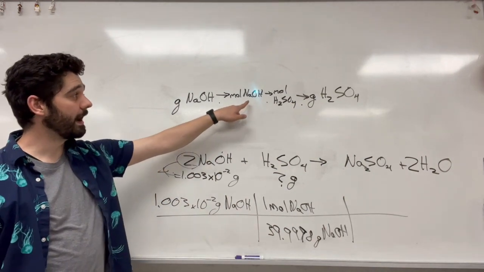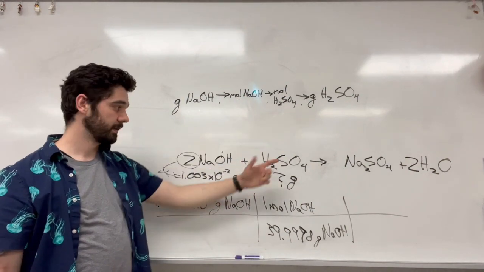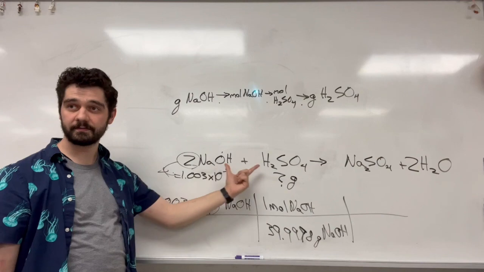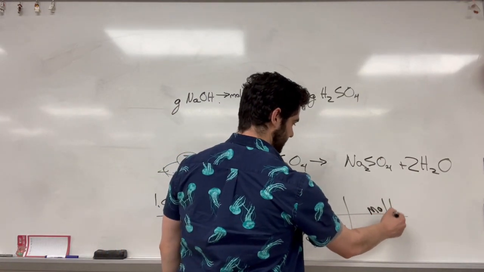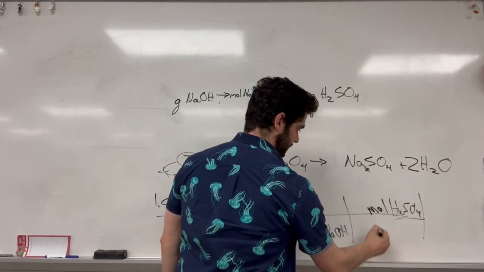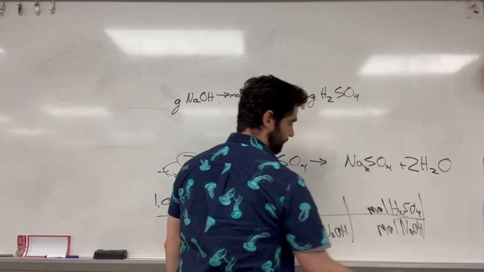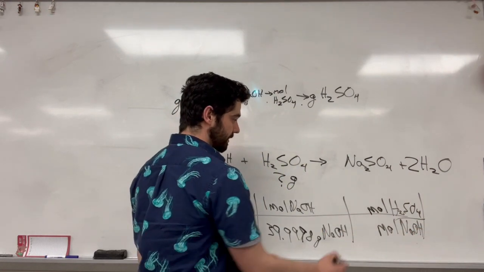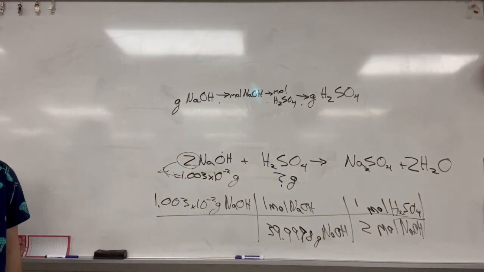Next step, now I can go from moles of sodium hydroxide to moles of acid. This is where my 2 to 1 ratio comes in. So now I want moles of acid, and I'm going to cancel moles of sodium hydroxide. Pardon my beautiful handwriting. This is a 1 to 2 ratio, yes? Yeah, 1 to 2. I got lost like 2 minutes ago.